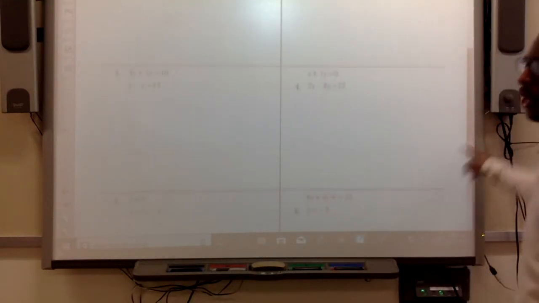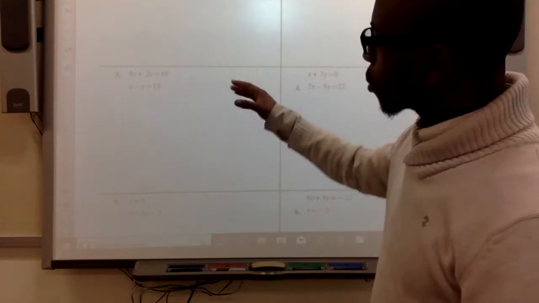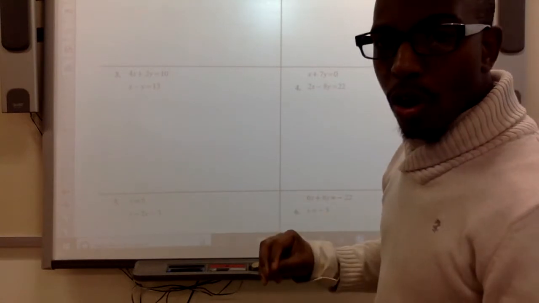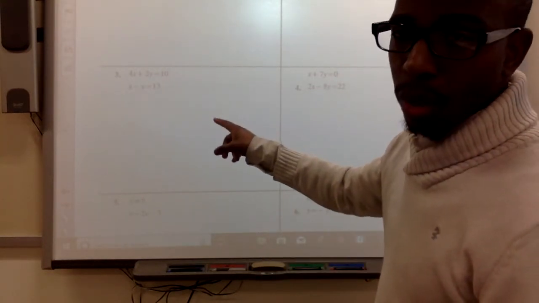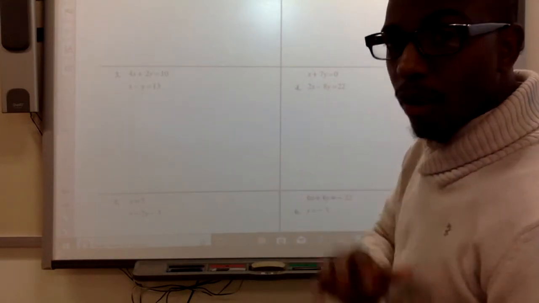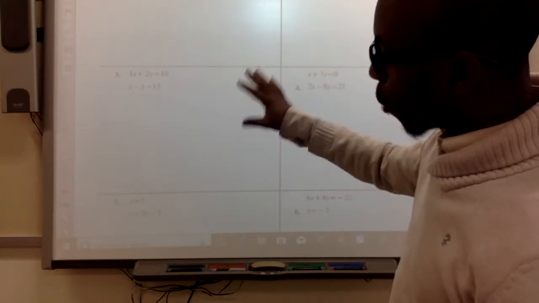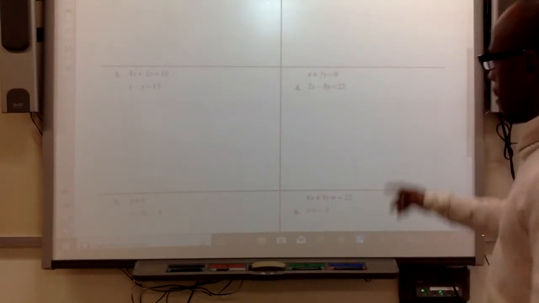Number 3, you're going to have to solve either for x or y. Now, in number 3, both x and the y in the second equation have a coefficient of 1. The y in that case has a negative 1 as a coefficient. So maybe I would solve for x. Move that negative y over to the other side, get x is equal to y plus 13, then plug it into the first equation for x.